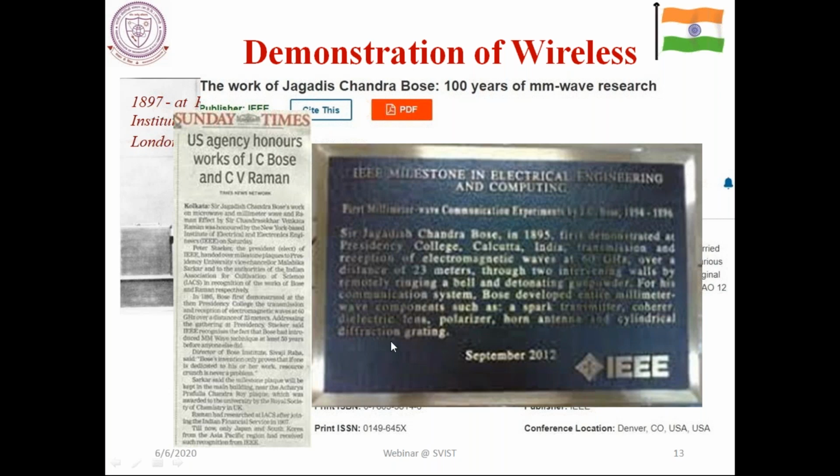So all of them were made by Sir J.C. Bose himself. He had not purchased or procured any item from the market. He developed everything by himself. So IEEE gave this honor due to his big contribution in this particular area.